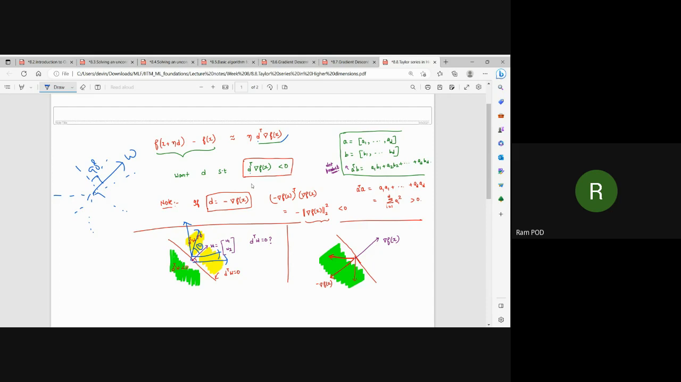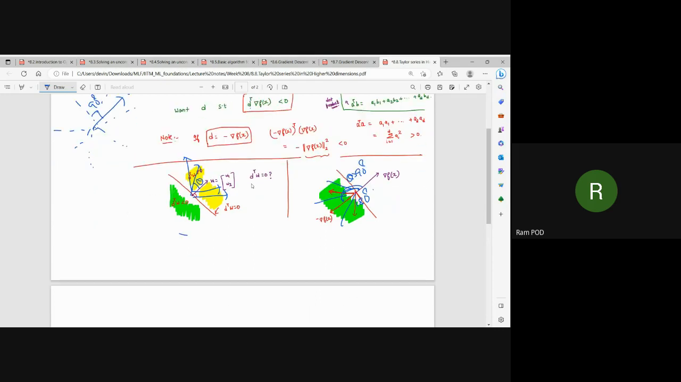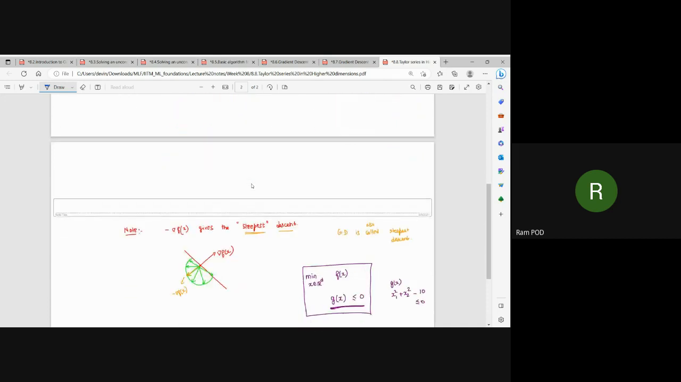We want d transpose gradient f of x to be less than 0, right? So we could have chosen any of these directions, but we are choosing exactly the opposite. We are choosing d to be minus gradient f because it is the steepest descent. It gives you the least negative value possible. Because this angle is 180 degrees, the dot product between them is going to be the least value possible, the steepest. That's the reason we call the gradient descent algorithm the steepest descent algorithm.